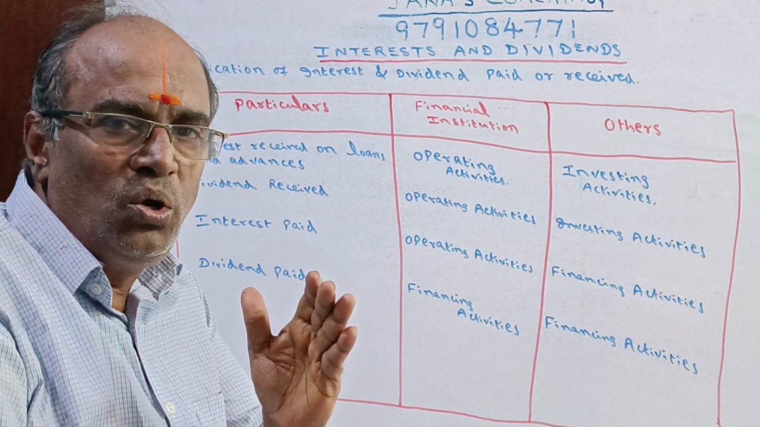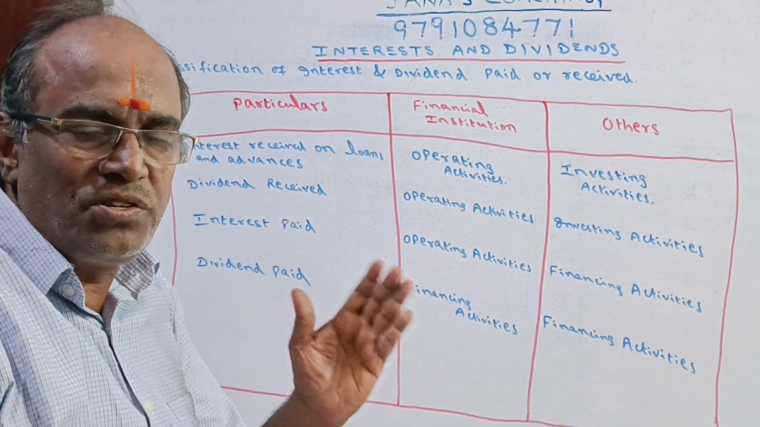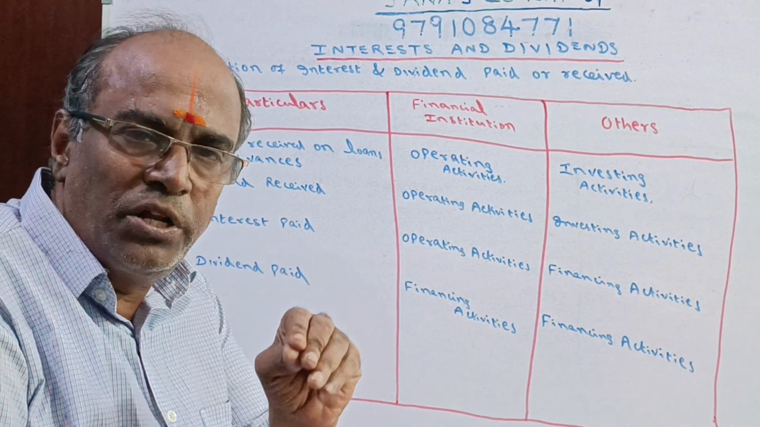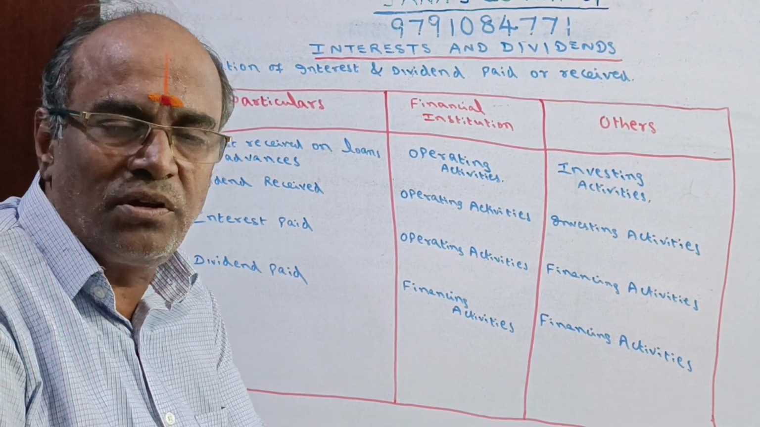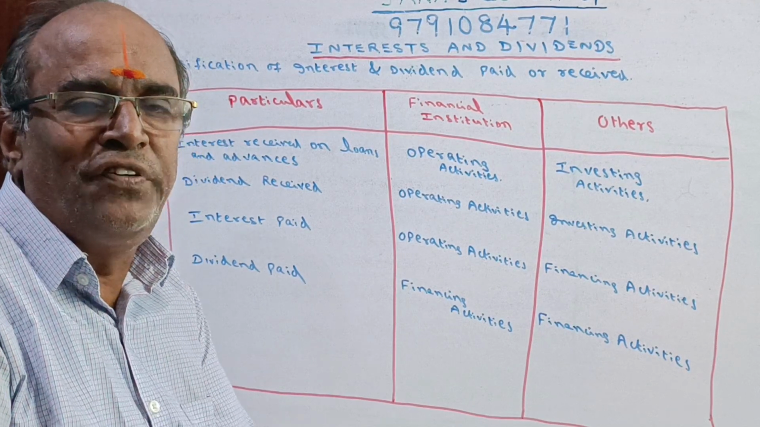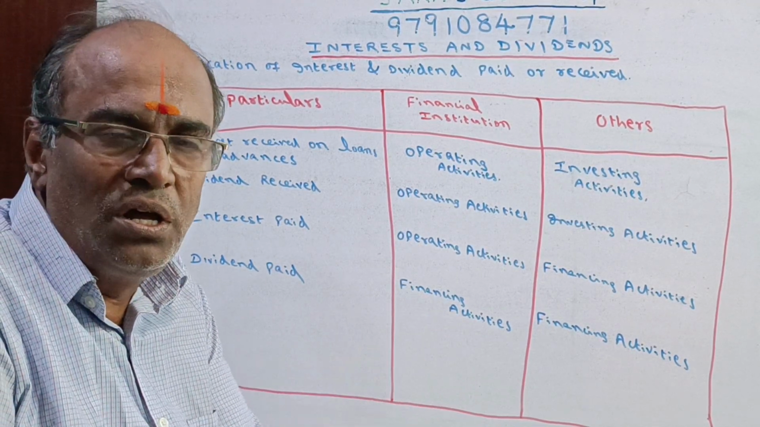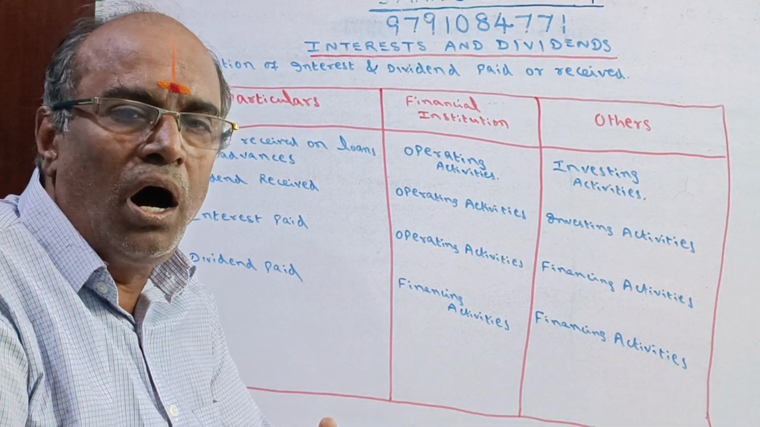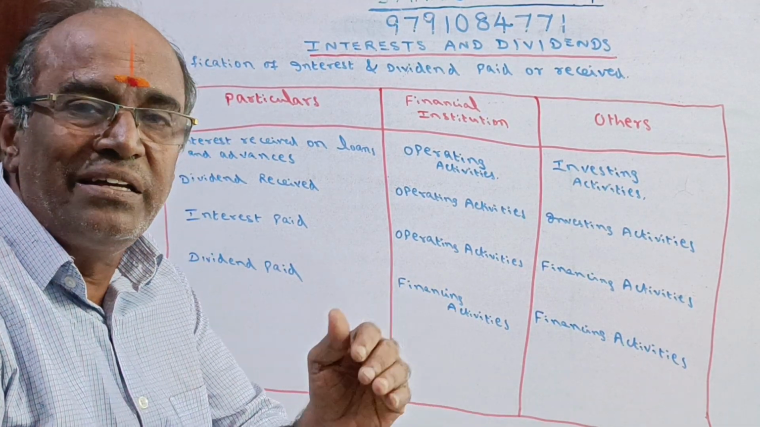First, we have to observe and listen very carefully. What is interest? Interest received means we are depositing some amount in a fixed deposit in some bank. So, on a monthly basis, or once in 3 months, or once in a year, the bank, the financial institution, is giving interest. That is called interest received. What is interest paid? For the amount borrowed as a loan from others, we have to pay the interest.